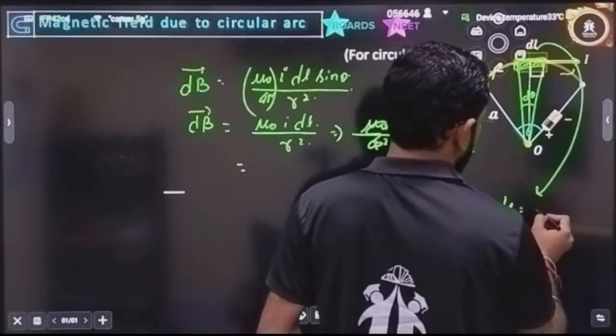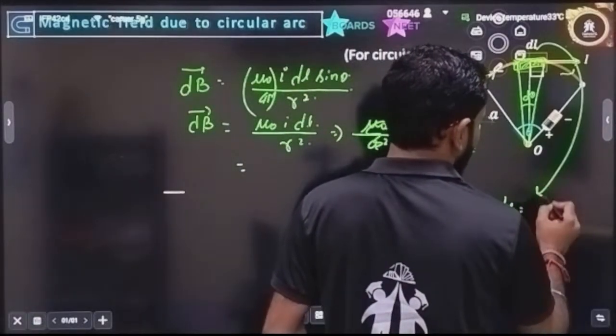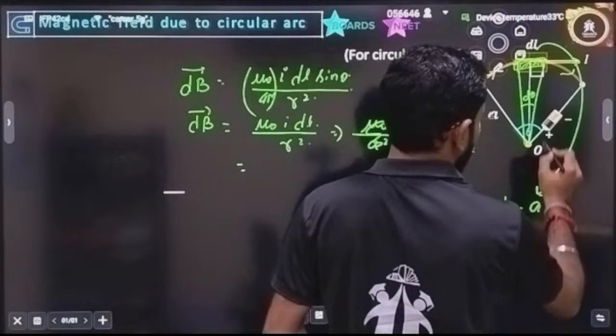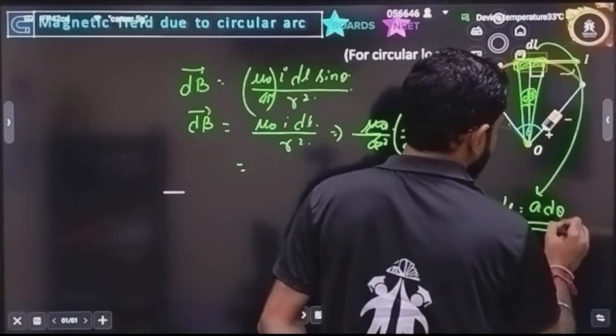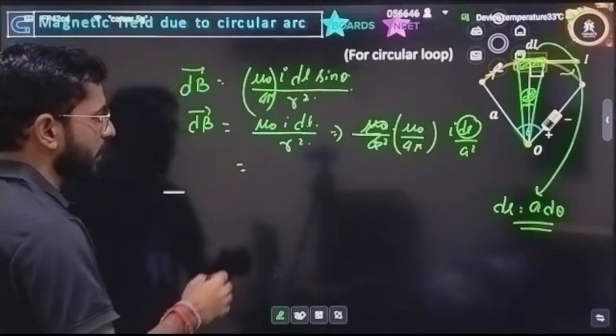The length of an arc can be written as simply radius into the angle. What is the radius? The radius is a, and what is the angle for the element? We will write it as d theta.